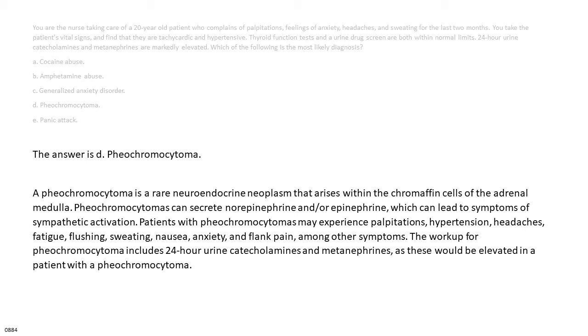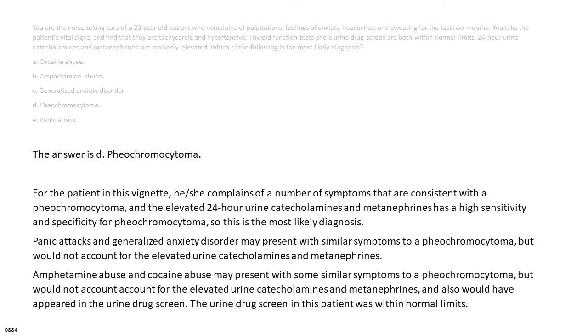The workup for pheochromocytoma includes 24-hour urine catecholamines and metanephrines, as these would be elevated in a patient with a pheochromocytoma. For the patient in this vignette, he or she complains of a number of symptoms that are consistent with a pheochromocytoma, and the elevated 24-hour urine catecholamines and metanephrines have a high sensitivity and specificity for pheochromocytoma, so this is the most likely diagnosis.